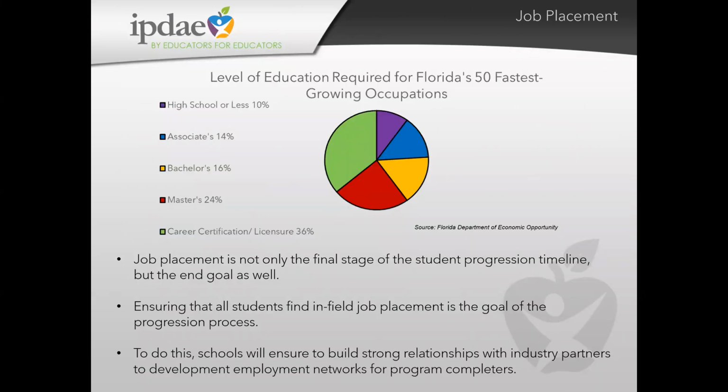Job placement is not only the final stage of the student progression timeline, but it is the end goal for us as educators as well. Ensuring that all students find in-field job placement is the goal of the progression process. To do this, schools will build strong relationships with industry partners and develop employment networks for program completers. Additionally, educators will teach students critical entrepreneurial skills, which are required to succeed in the workforce. This component of the curriculum will be taught throughout all the stages of the student progression timeline.